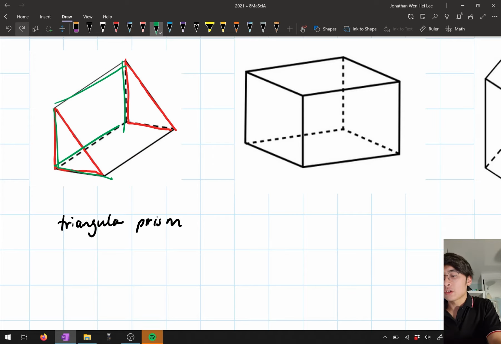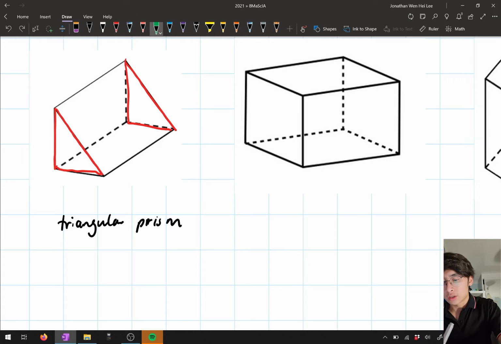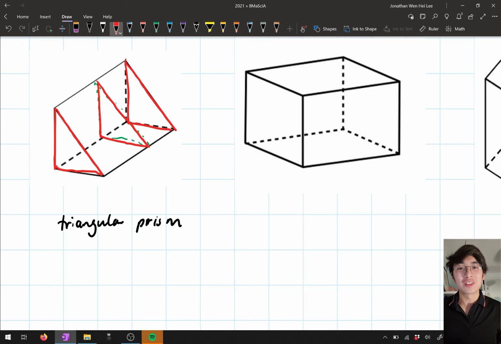The other thing to notice is that it has this constant cross-section. If I was to cut this prism at any particular point, let's say along here, and cut it open that way, what we would notice is that it would create a triangle which is the exact same shape as the other two triangles on the ends. So that's what it means for a shape to be a prism.